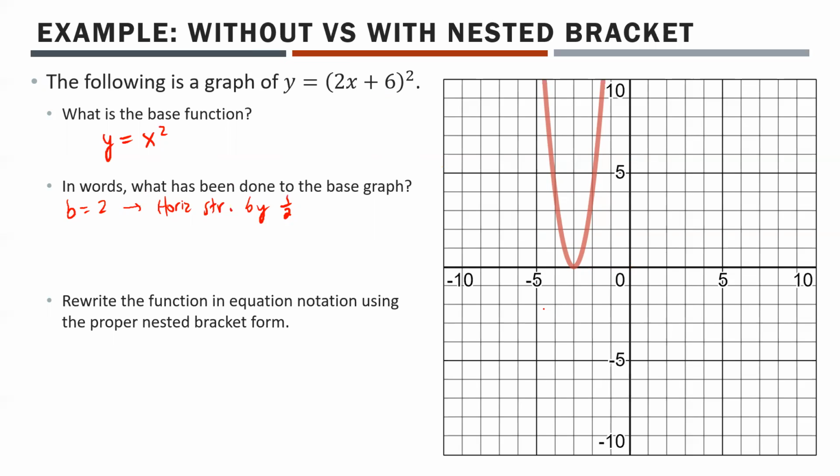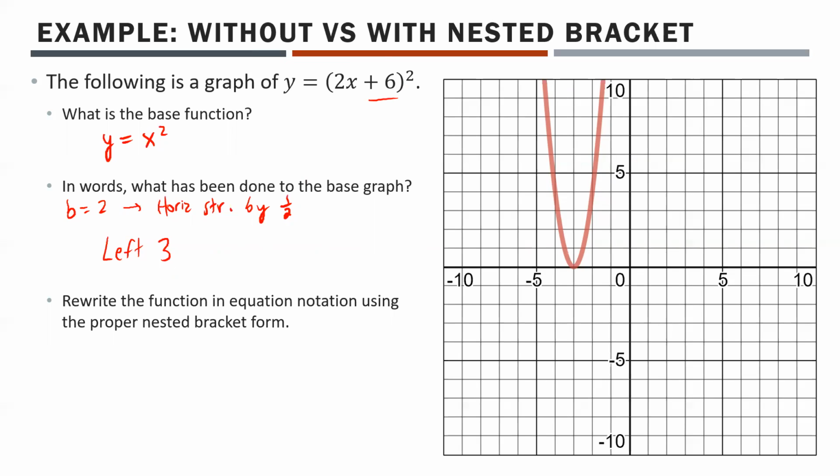Our eyes aren't deceiving us here. What we're seeing on the graph is actually the true representation. So I'm not going to say that it went left 6, because clearly it didn't. In words, it actually went left 3. But here's the question. If it went left 3, why does it say plus 6 inside of this function?